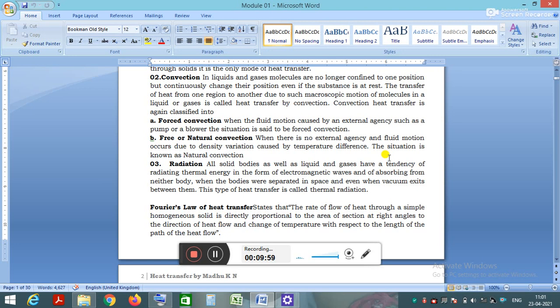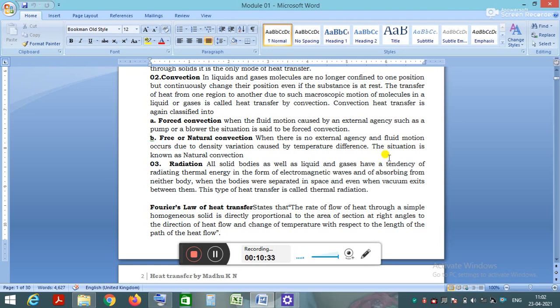Thermal radiation is a mode of heat transfer in which the energy transfer or exchange of energy takes place between two bodies or between two points in the form of electromagnetic waves. Here there is no requirement of any molecules. The radiation heat exchange takes place even in a vacuum. Okay, this is what we discussed in the last class.